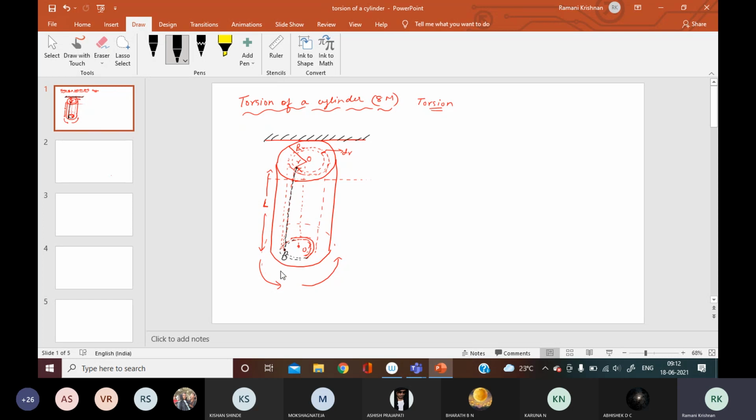We are giving a twist only at the lower end. So what will happen? The point B now shifts to a new point. Let it be B dash. X remains the same. So this point B has shifted to B dash. So from X, I draw a dotted line to this B dash, and let this angle be phi.